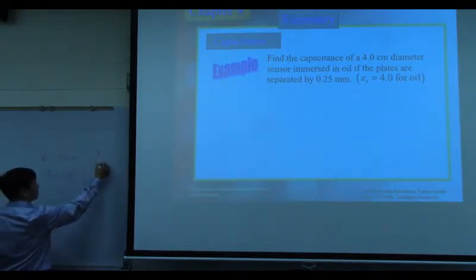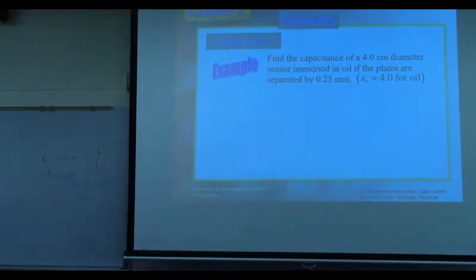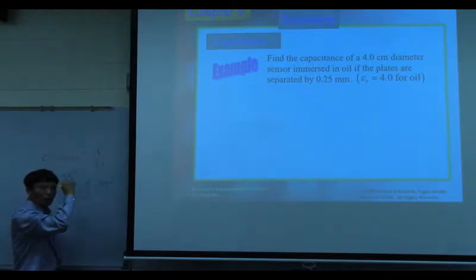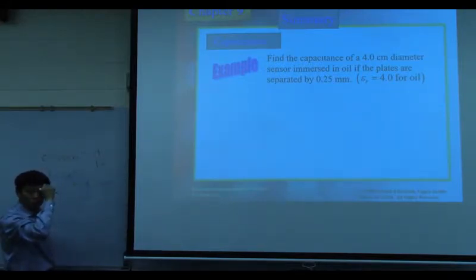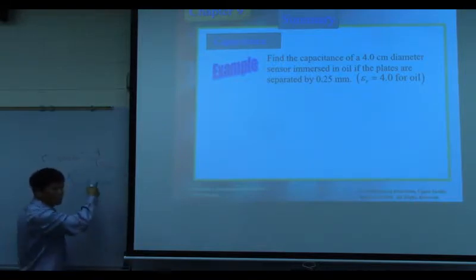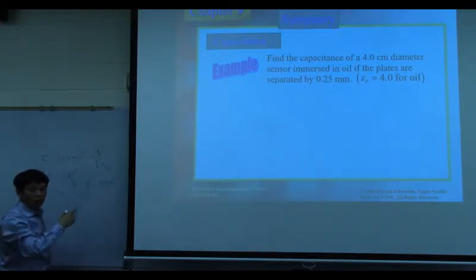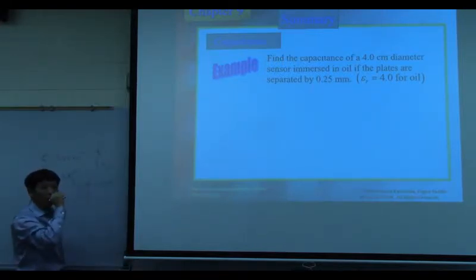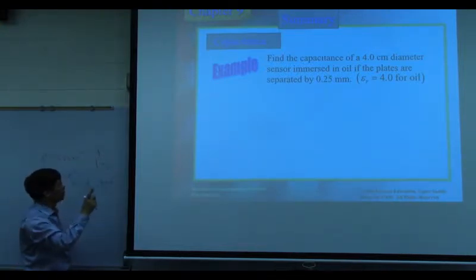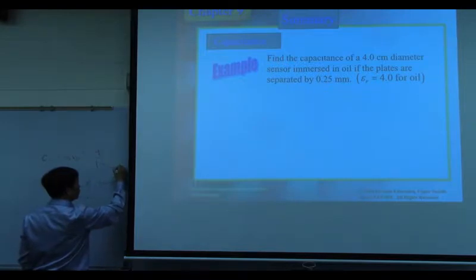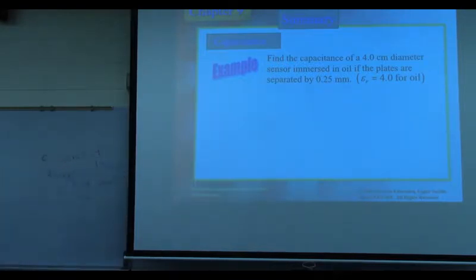And D here equals 0.25 millimeter. What D should be used? We use a standard unit. That is mm, it's not the standard, so we need meters. 0.00025, 3 zeros, or you just multiply by 10 to the negative 3. So this is D. You need to use the right numbers, otherwise you get the wrong result.